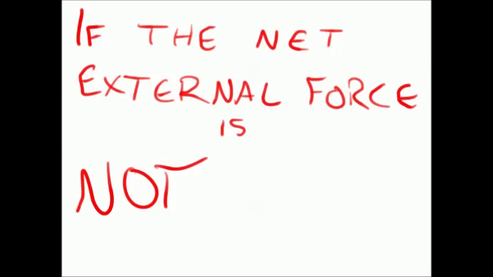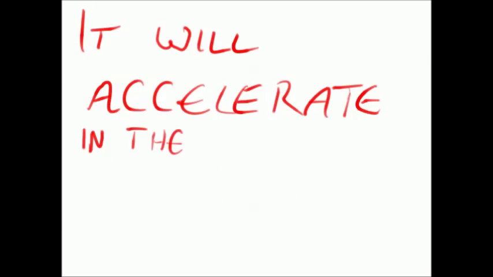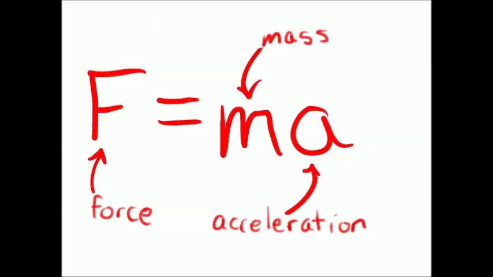The second law states that if the net external force on an object is not 0, the object will accelerate in the direction of this net force. The force on an object is equivalent to its mass times acceleration.